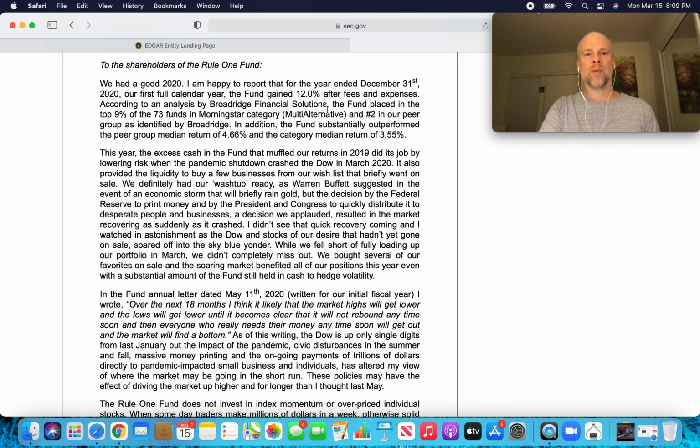According to an analysis by Broadridge Financial Solutions, the fund placed in the top 9% of the 73 funds in Morningstar category, you know, whatever category Rule 1 is in, this multi-alternative, and number 2 in our peer group, as identified by Broadridge. In addition, the fund substantially outperformed the peer group median return of 4.66% and a category median return of 3.55%.